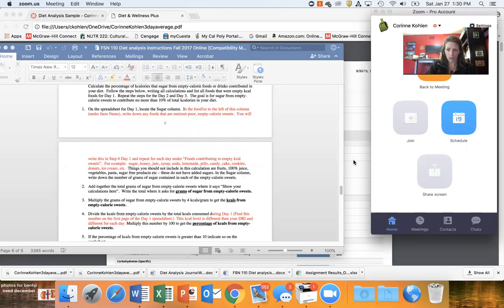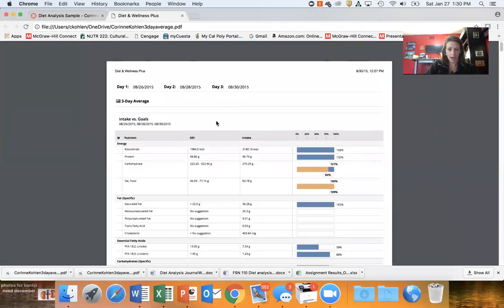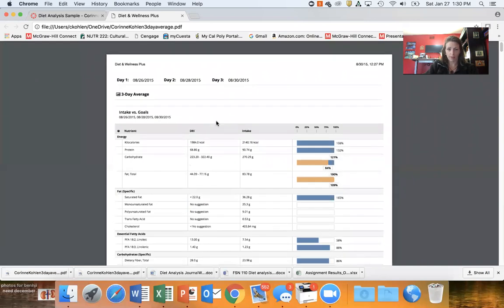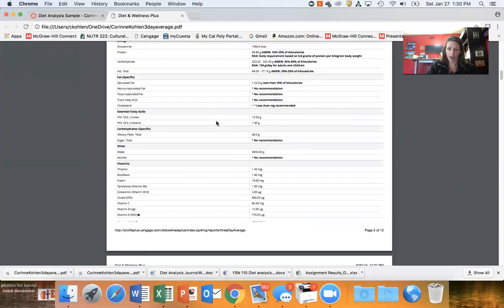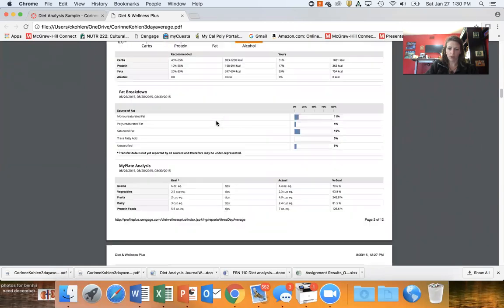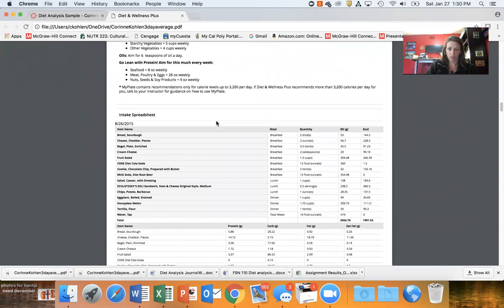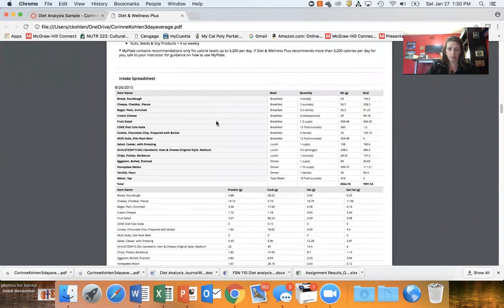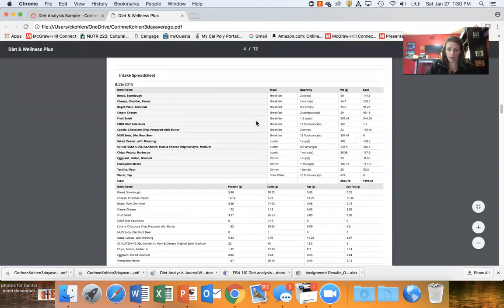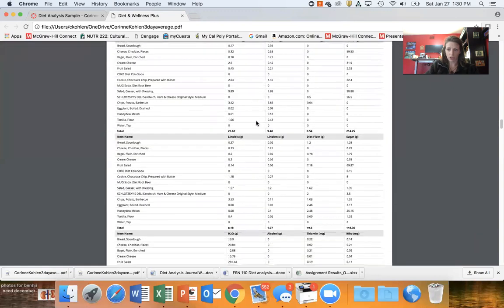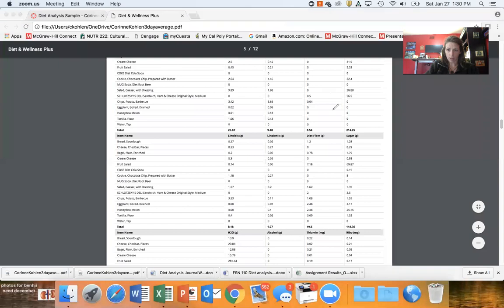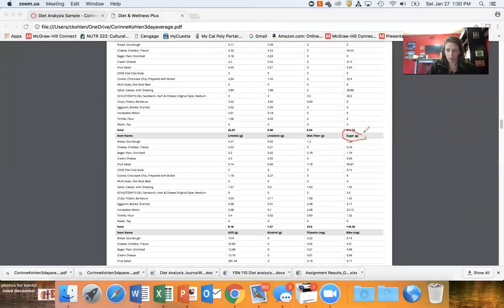And so what you're going to do is look at your 3-day average report, and do a sugar calculation for each day. So I'm scrolling down to my first day, which starts right here. And the first thing that I'm going to do is get down to the column that says sugar. And so you can see that that column is right here.